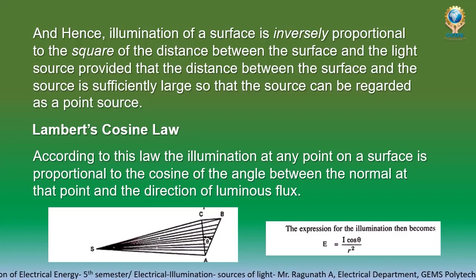Okay, so now we will see the second law, that is Lambert's cosine law. In the last law we just saw the distance. Here we are going to see the angle, in which angle the light, the ray, is coming. We are going to see that relation. Here I didn't give any example, but we can understand by this diagram.